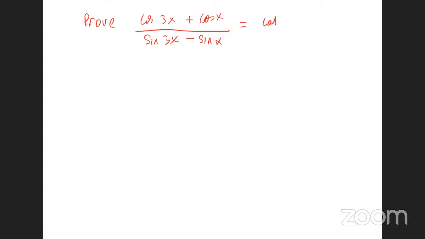So try this one here. These are not past paper. This is my book I use sometimes, right? Let's see if we could prove cos 3x plus cos x all over sine 3x minus sine x is equal to cot x.